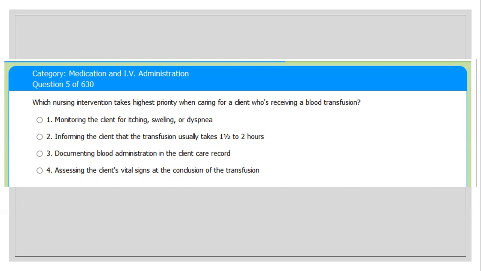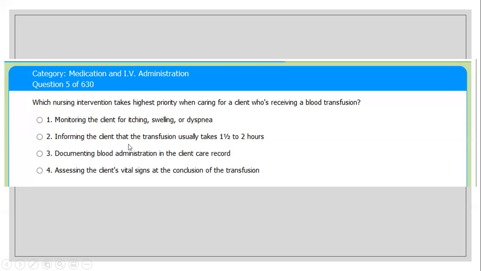In the first 15 minutes, we have to check for any kind of allergy, any febrile condition, or any hemolytic condition, and immediately stop the transfusion. This is the first priority. So they said monitor the client for itching, swelling, and dyspnea. But nothing talks about the allergic reaction, itching, or the febrile condition.